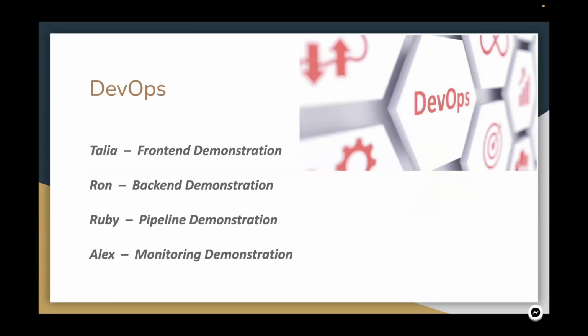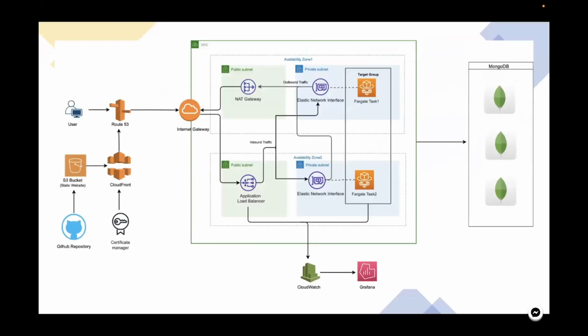Hi everyone, there are 4 members of our DevOps team, and I'm Talia. We use a 3-tier architecture for our website. I will start by describing the front-end part. We use an S3 bucket to host the static website, and register the domain and host the zone in Route 53. Then we use AWS Certificate Manager to create an SSL certificate for HTTPS, which is the encrypted connection for our application.